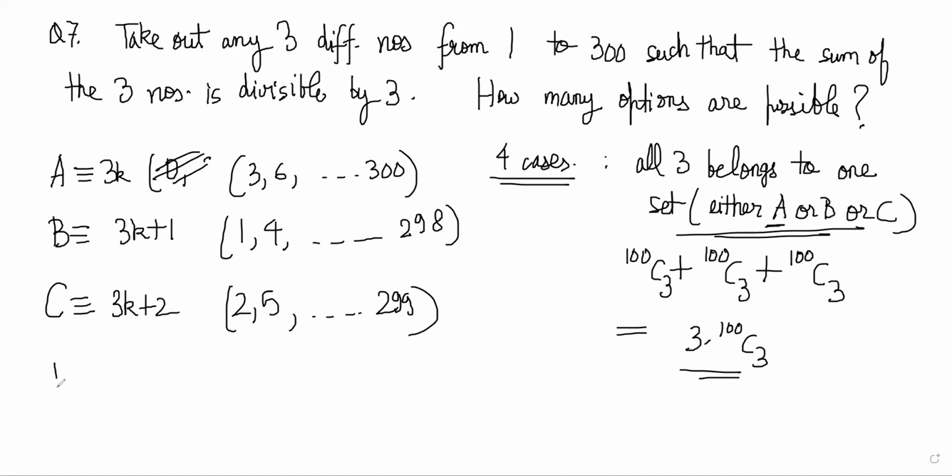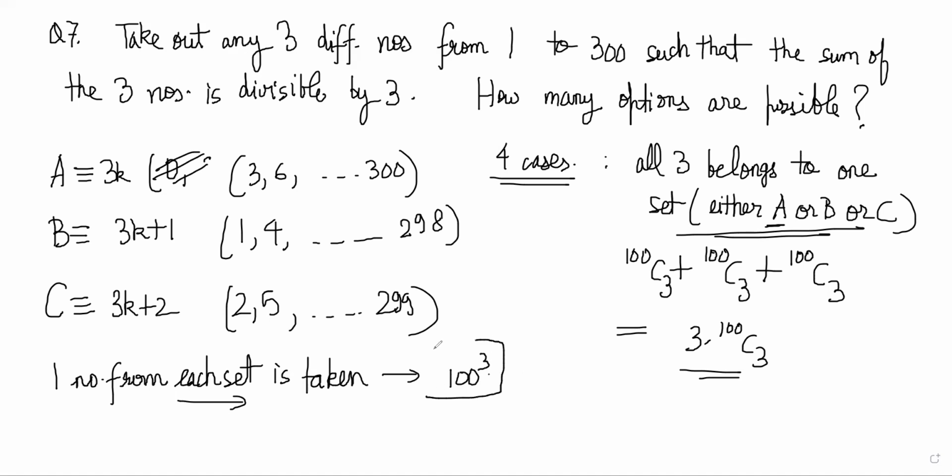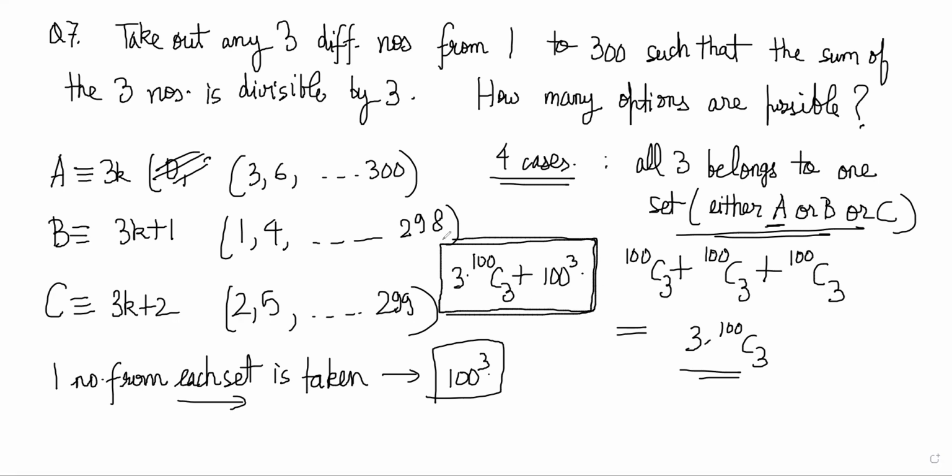And the fourth case is when one number from each set A, B, and C is taken. Then also the total sum is divisible by 3. So in that way, the number of ways is 100^3 for you, because to take one number from a set is 100 ways, and you have 100 into 100 into 100. So the overall total number of options available for you would be 3 times 100C3 plus 100^3. That should be your answer, right?